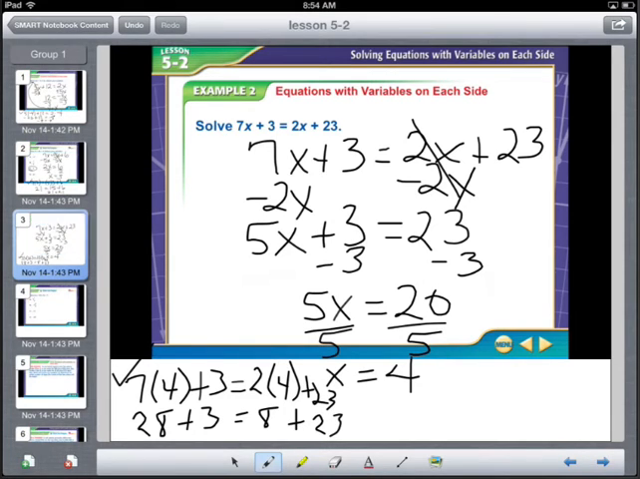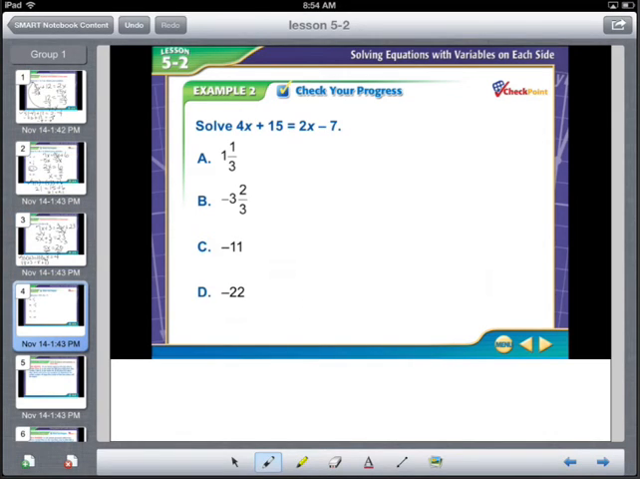Okay? All right, you try this one. 4x plus 15 equals 2x minus 7. Pause the video, work this problem, and then come back and check it against mine.